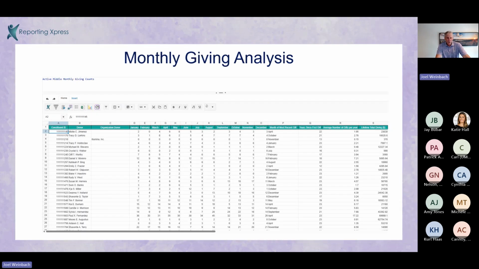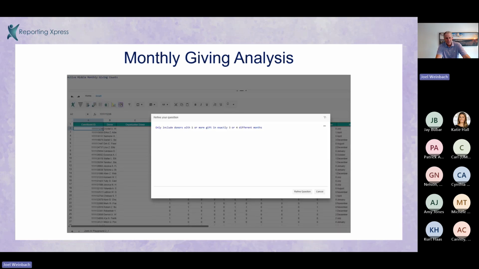These are my active middle donors. And what I'm looking at here is a count of the number of gifts they made in each month. I'm going to do the same kind of slicing and dicing of that data with Excel filters or filtering it with my tool. Like here, I could say only include donors with one or more gift in exactly 3 or 4 different months. So that would show me my seasonal donors, assuming those months weren't consecutive, things like that. I could use that to create an actionable list.